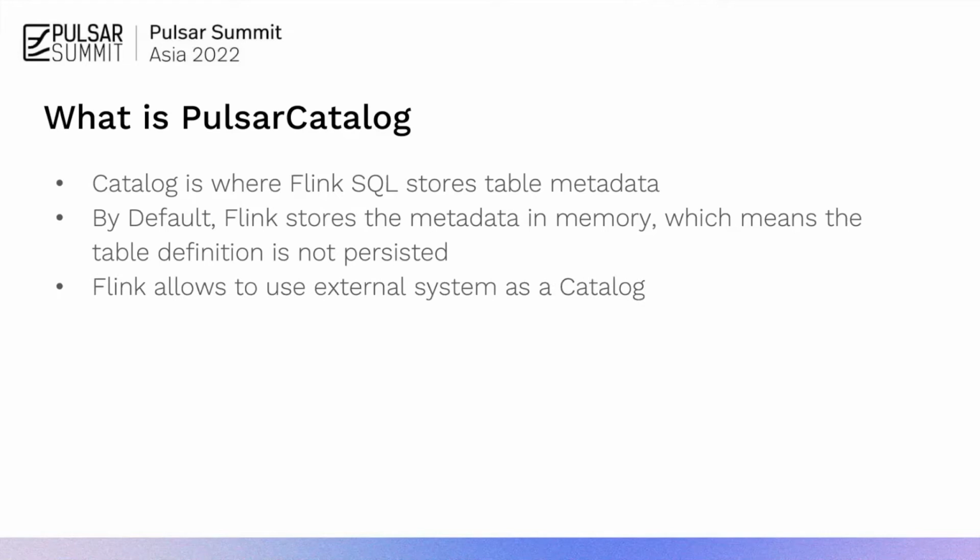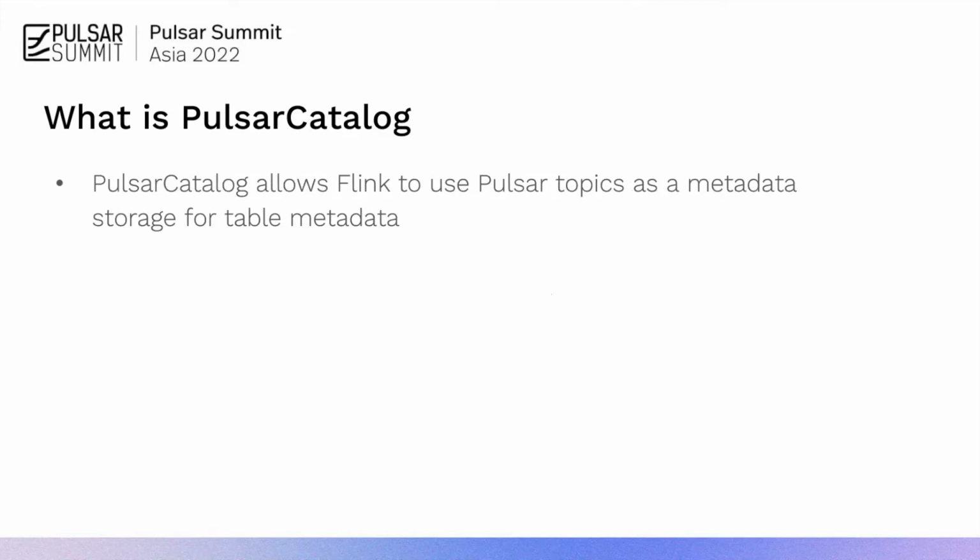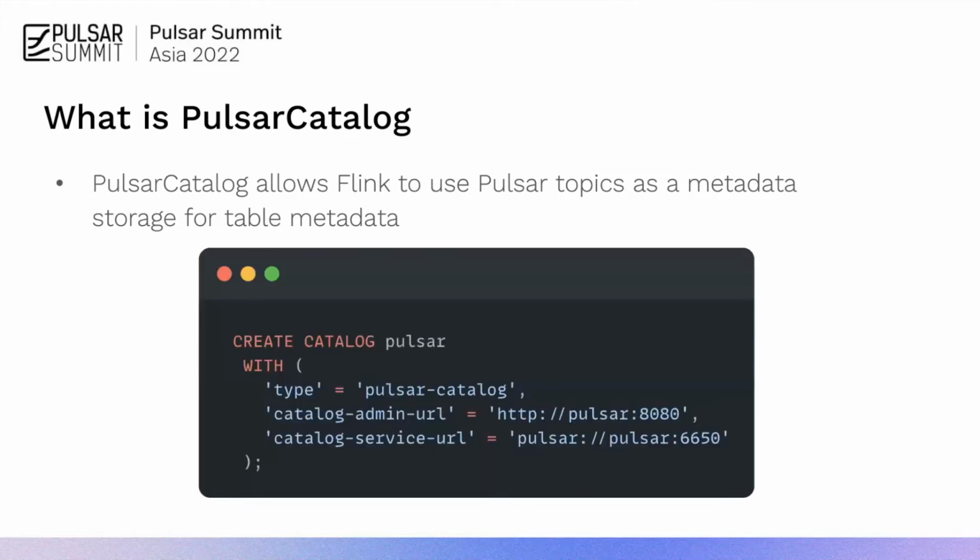Fortunately, Flink allows us to use external systems as catalog. In our case, that's where the Pulsar catalog comes from. We store the Flink table metadata in Pulsar topics. If we want to create a Pulsar catalog, it's very simple. You can just use the SQL scripts below. As you can see here, the type is Pulsar catalog, and it points to a Pulsar cluster by specifying the admin URL and service URL.